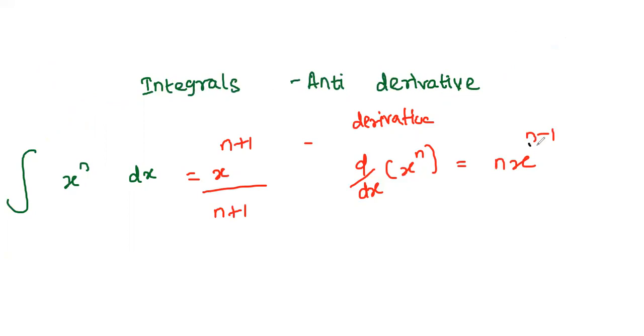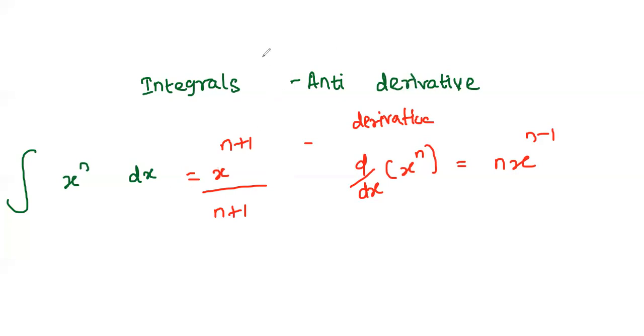Here the power is getting decreased and the power is in multiplication. Here it is just the opposite. The power is getting increased and we are performing division. Understood? Yeah, I understand. Okay.